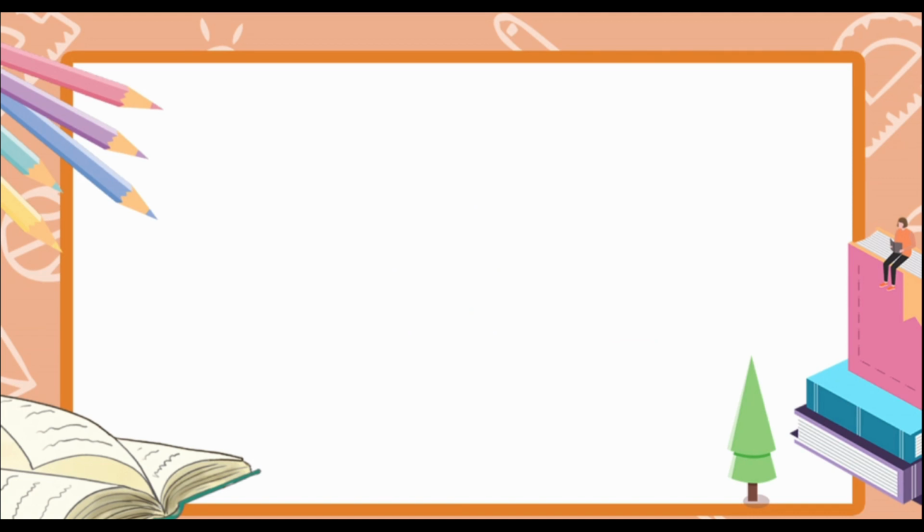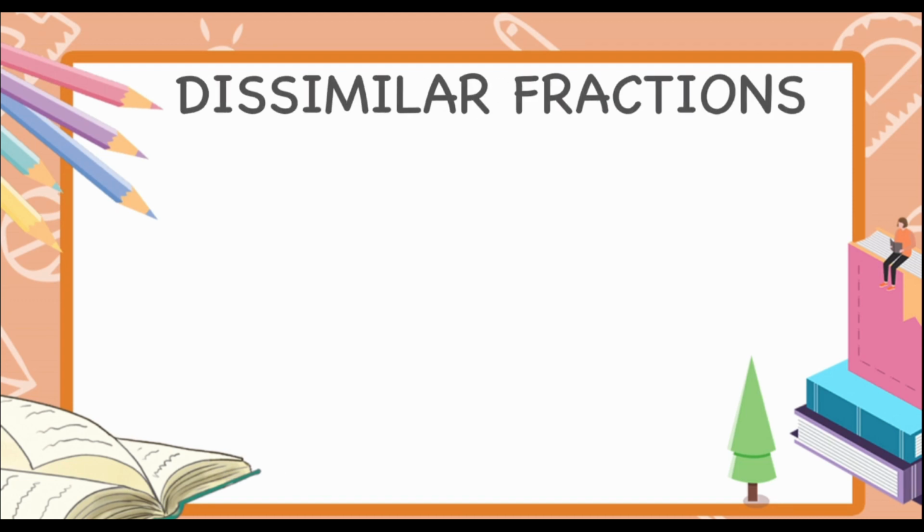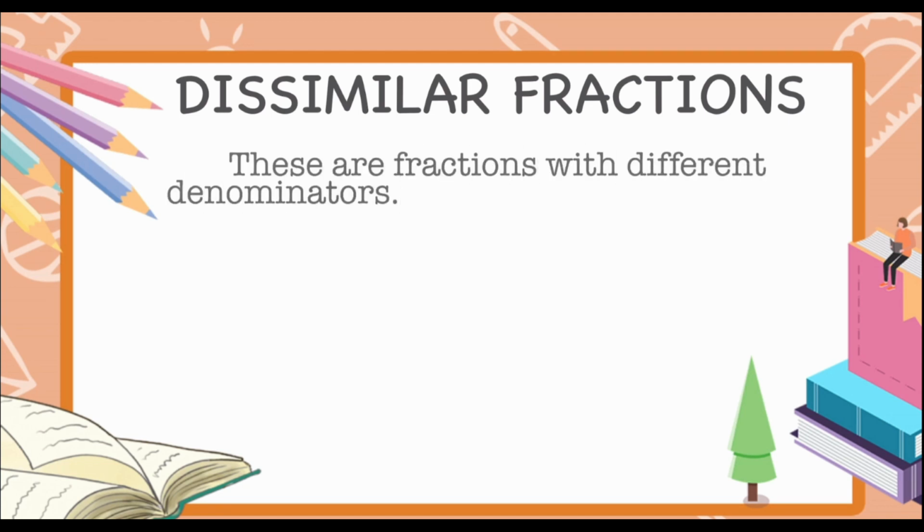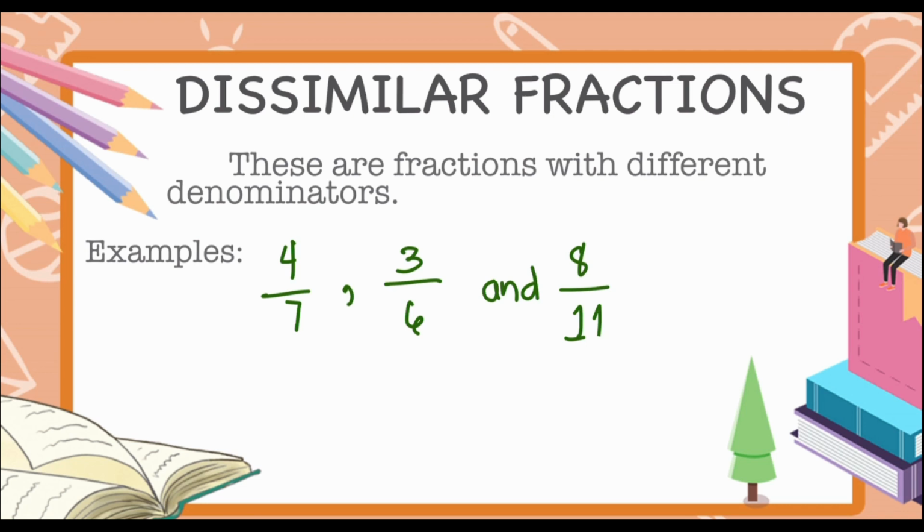Okay, now let us discuss the second type of fraction. We have dissimilar fractions. Dissimilar fractions are fractions with different denominators. Examples are 4 over 7, 3 over 6, and 8 over 11. As you can see, their denominators are different. The same case with 7 over 10, 7 over 15, and 7 over 20. Although their numerators are the same, their denominators are still different. That is why they are called dissimilar fractions. And for dissimilar fractions, we have a different procedure to add or subtract them, unlike similar fractions.